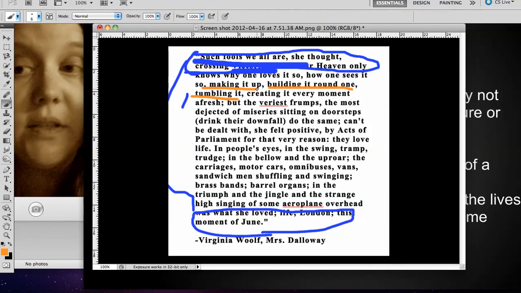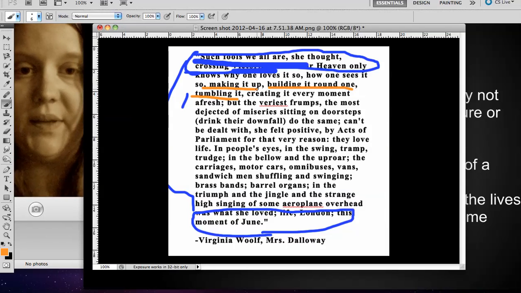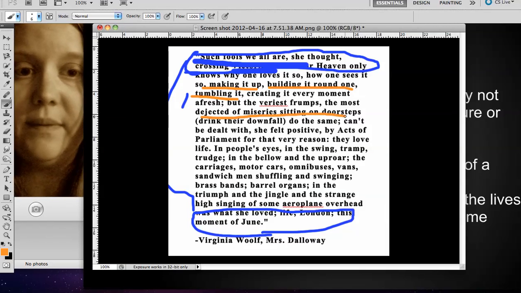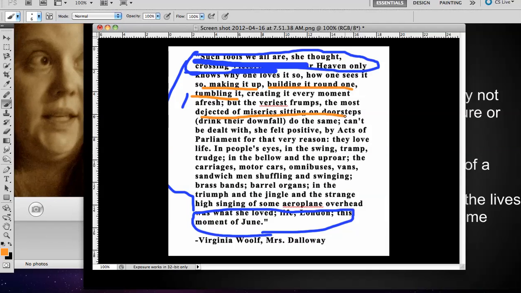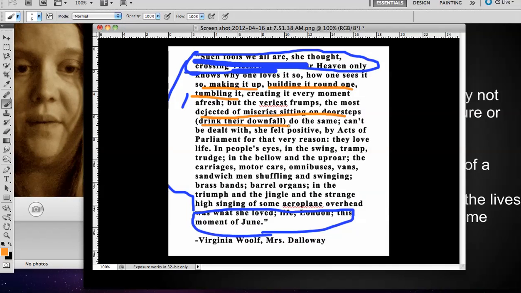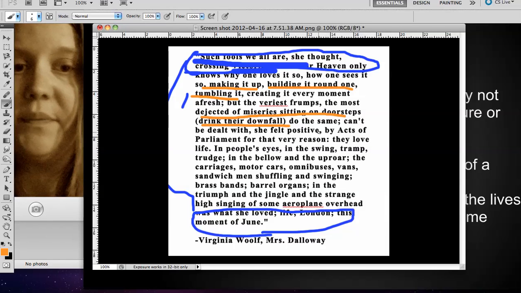So she's walking down the street and she's thinking, okay, so they're building a building and they're tumbling a building. The various fronts, the most ejected of miseries sitting on doorsteps. Okay? So this is what she's seeing. She's walking down the street. She's seeing bums. She's thinking, oh, they drink their downfall. Do the same. Can't be dealt with, she felt positive.